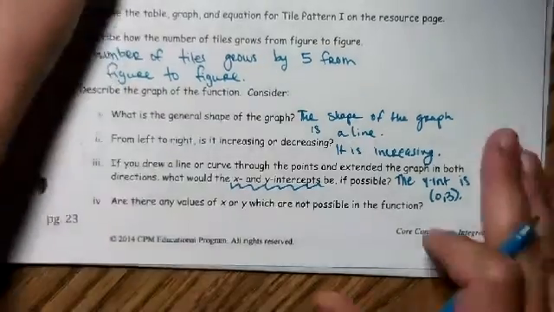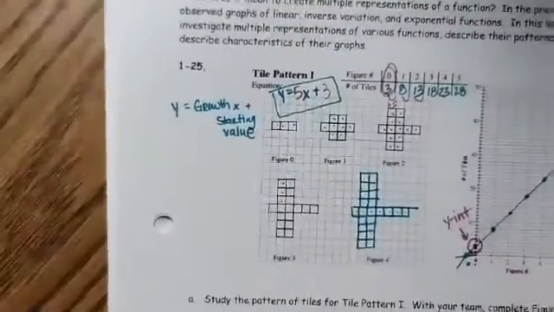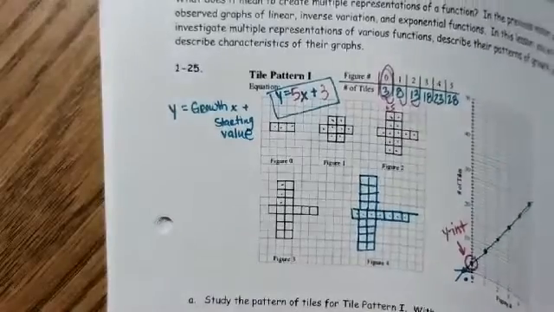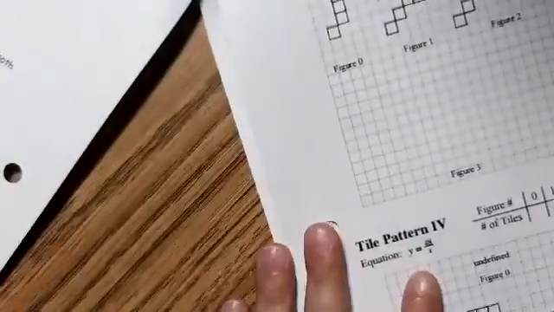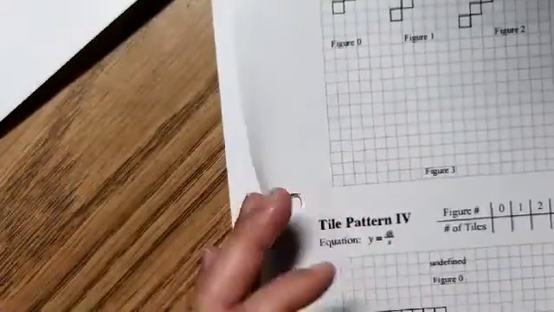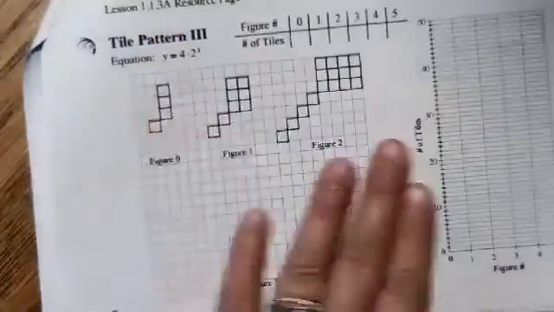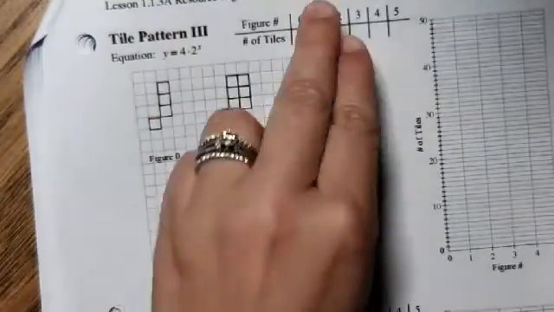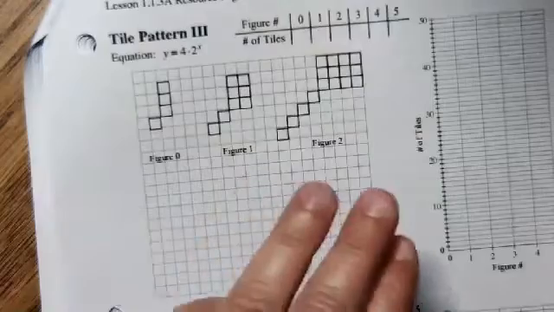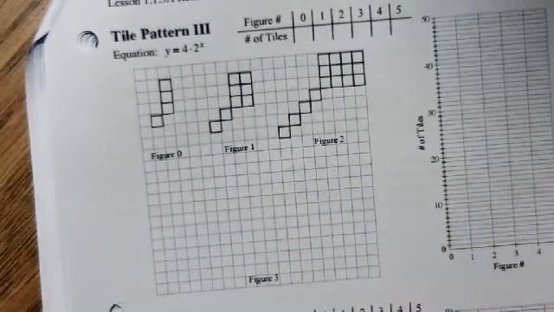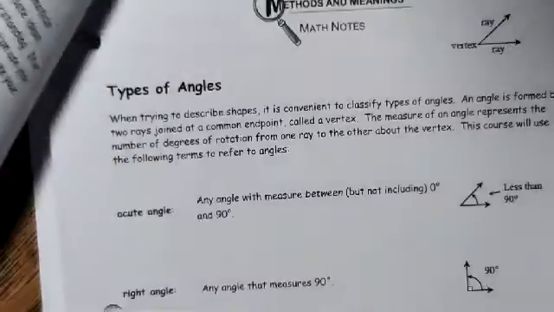All right, now I had you do problem 26, which is actually asking you to do this exact same process that we just did, but for tile patterns 2, 3, and 4. So I am not going to go over theirs, but we are expecting you to turn in all of that work. So you need to be doing an equation, a table, drawing figure 3, making the graph, and answering those questions for each of these tile patterns.